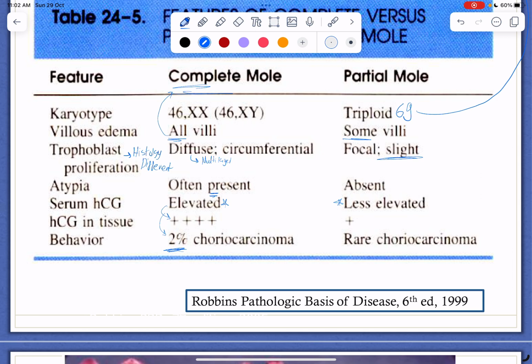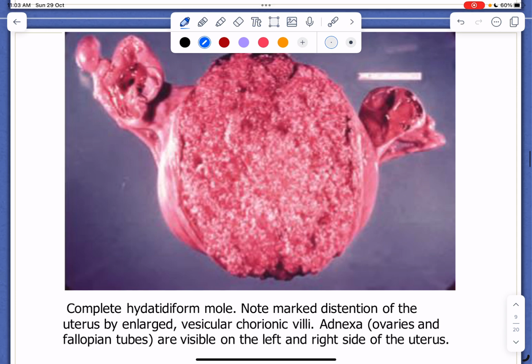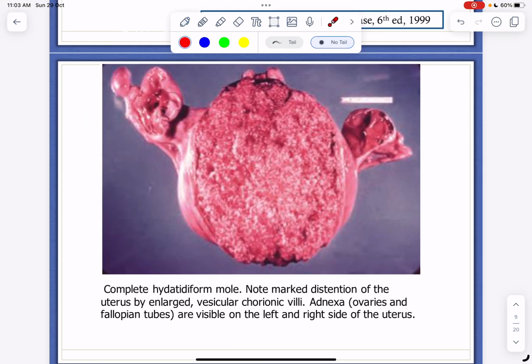Is it because of the proliferation? Yes, because HCG is secreted by syncytial trophoblast. HCG in the tissue is also positive in complete mole, which means the tissue is a mole, and in the partial mole it is present but less than in complete mole. And behavior: you know that 2% of persons with complete mole may develop choriocarcinoma. Here, it rarely develops choriocarcinoma.